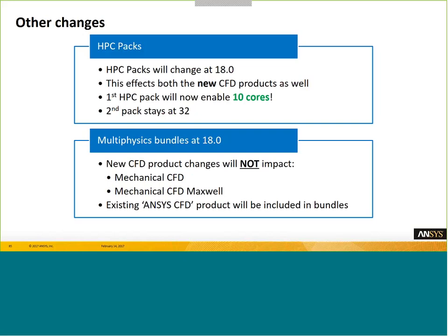Just on a note, there's some other changes as a final note. So as I said, the HPC packs will change at 18.0 a little bit. This affects both the new CFD products as well as the mechanical products. The first HPC pack will now enable 10 cores. The second pack, so if you're using 2 packs with the solver, that stays at 32 though. And at 18.0, if you're aware that there are some product changes around the CFD products, these will not change for those of you with the multi-physics bundle products. So if you've got mechanical CFD or mechanical CFD Maxwell, the CFD products you get with those licenses at 18.0 at least is going to stay as it is right now.